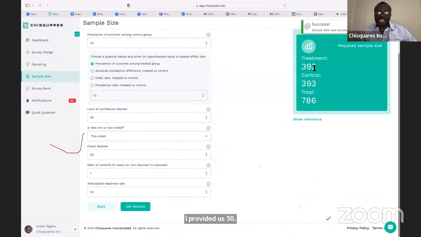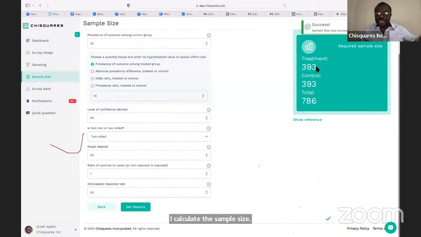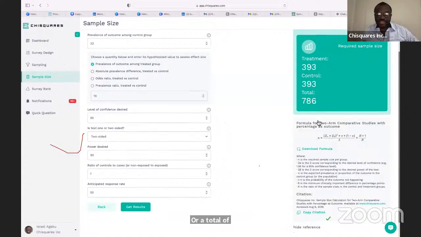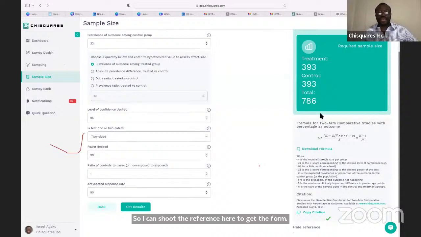This tells me that I need 393 people in the treatment group and 393 people in the control group, or a total of 786 participants in my study. So I can show the reference here to get the formula that was used for the sample size, right? Now, very important things to note.